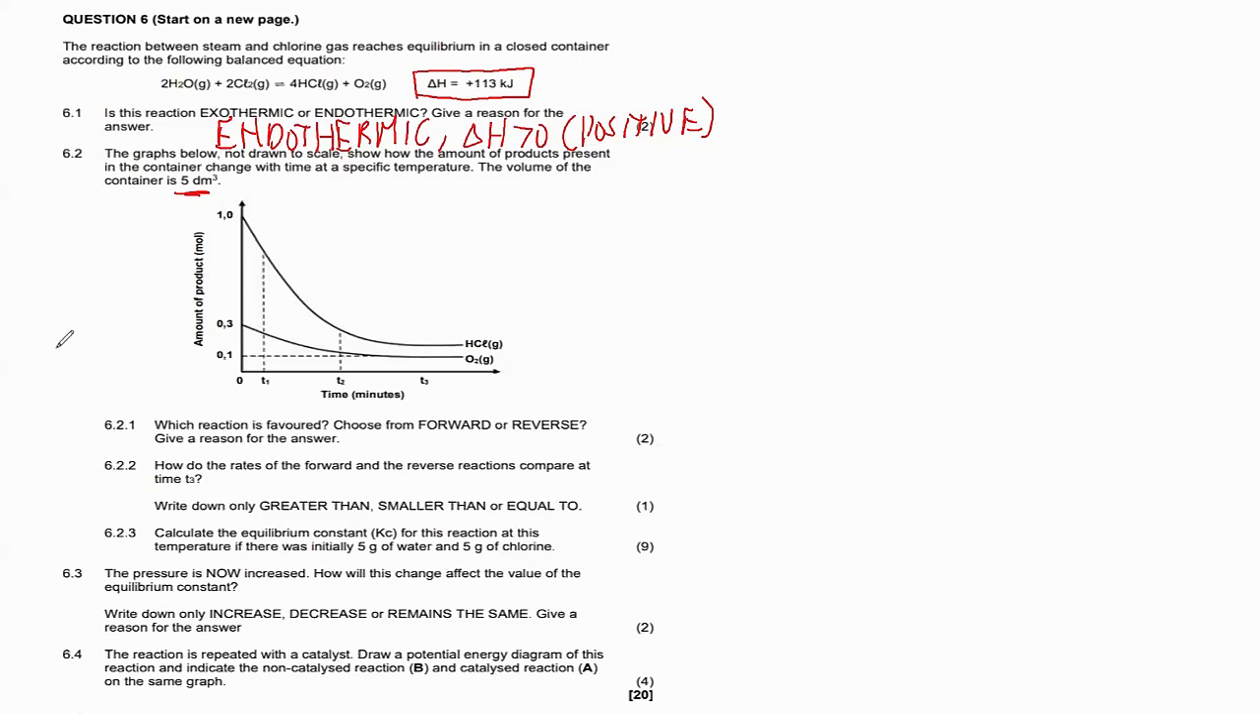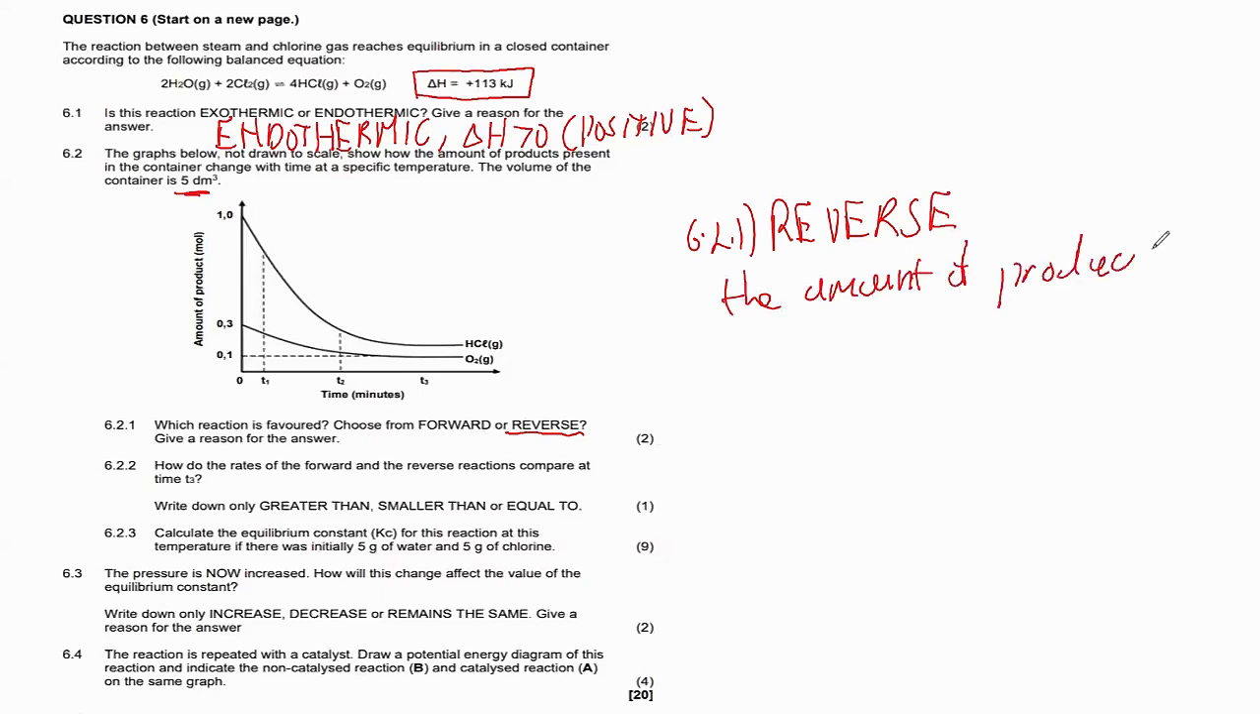So forward reaction is favored when products increase, and reverse reaction is favored when products decrease. So our answer for 6.2.1 here is supposed to be reverse. And then again, what's the reason for that? So we say the amount of product decreases with time, right? So the amount of products decreases with time.